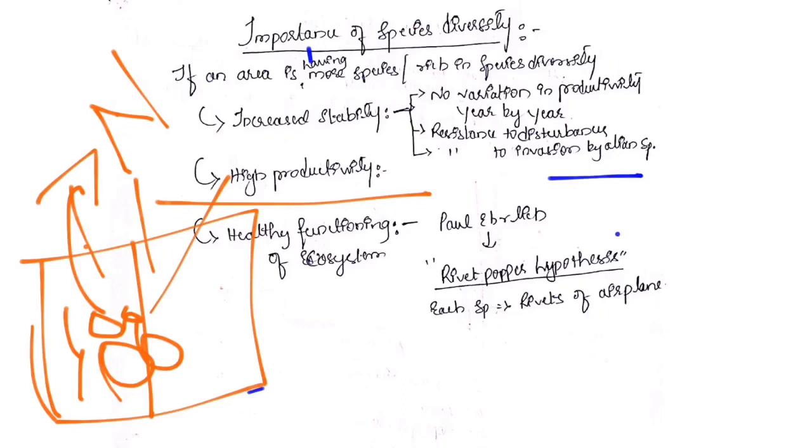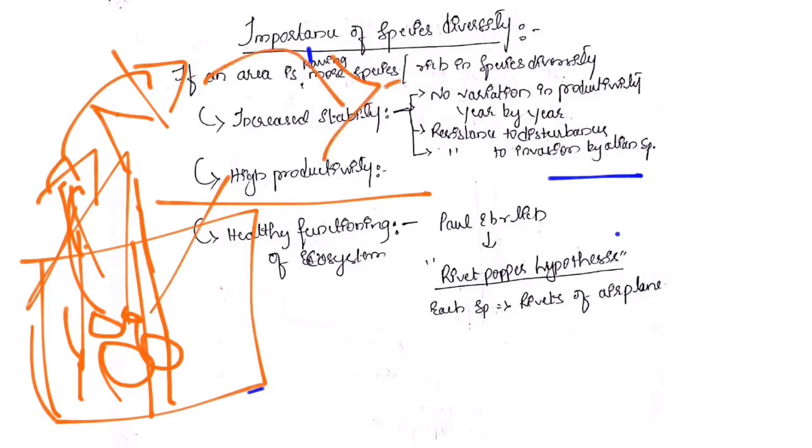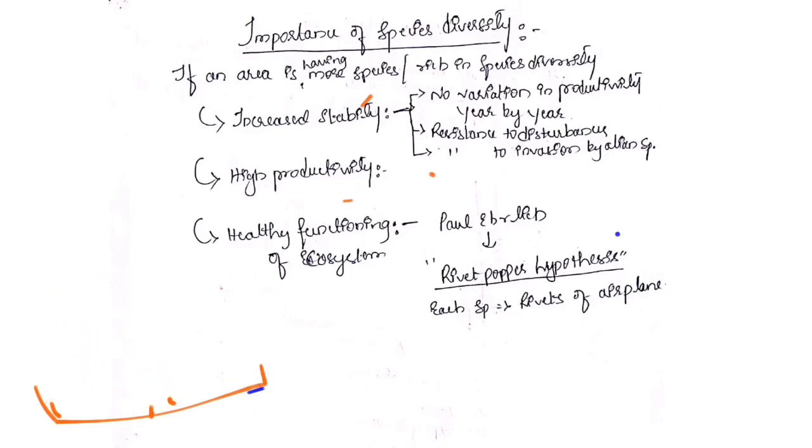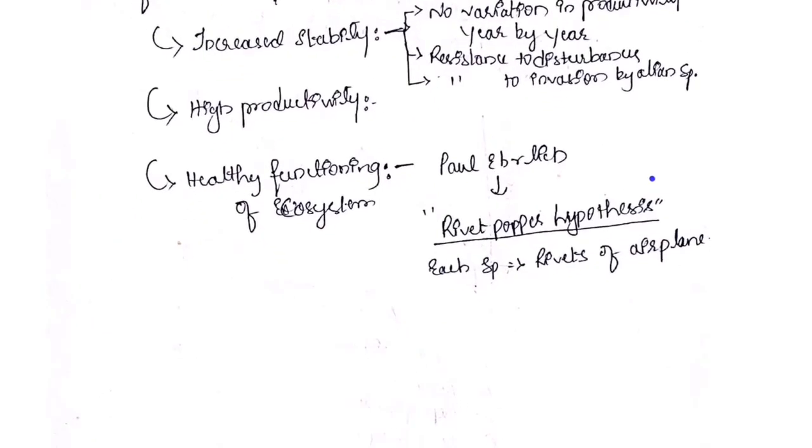If the productivity of the habitat is to be more, the producers should be more. When the producers are more, their productivity will be more. When they have more productivity, the net productivity will be more, so that the next organisms get more energy. So if an area is having more species, then the productivity is said to be very high. Next one is healthy functioning of ecosystem. If a habitat is having more species, then it performs all its functions very efficiently.